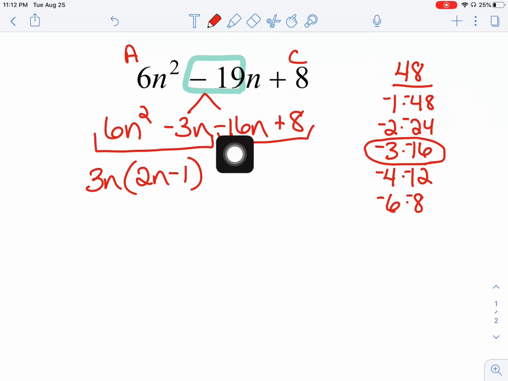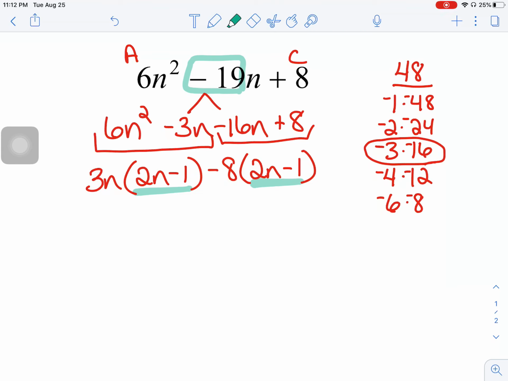Now, the second two terms have a common 8. However, because this leading term is negative, I'm actually going to factor out a negative 8. So that would leave 2n minus 1 behind. One thing to check for when you are doing the AC method is to make sure that those two parentheses sets have to match exactly.